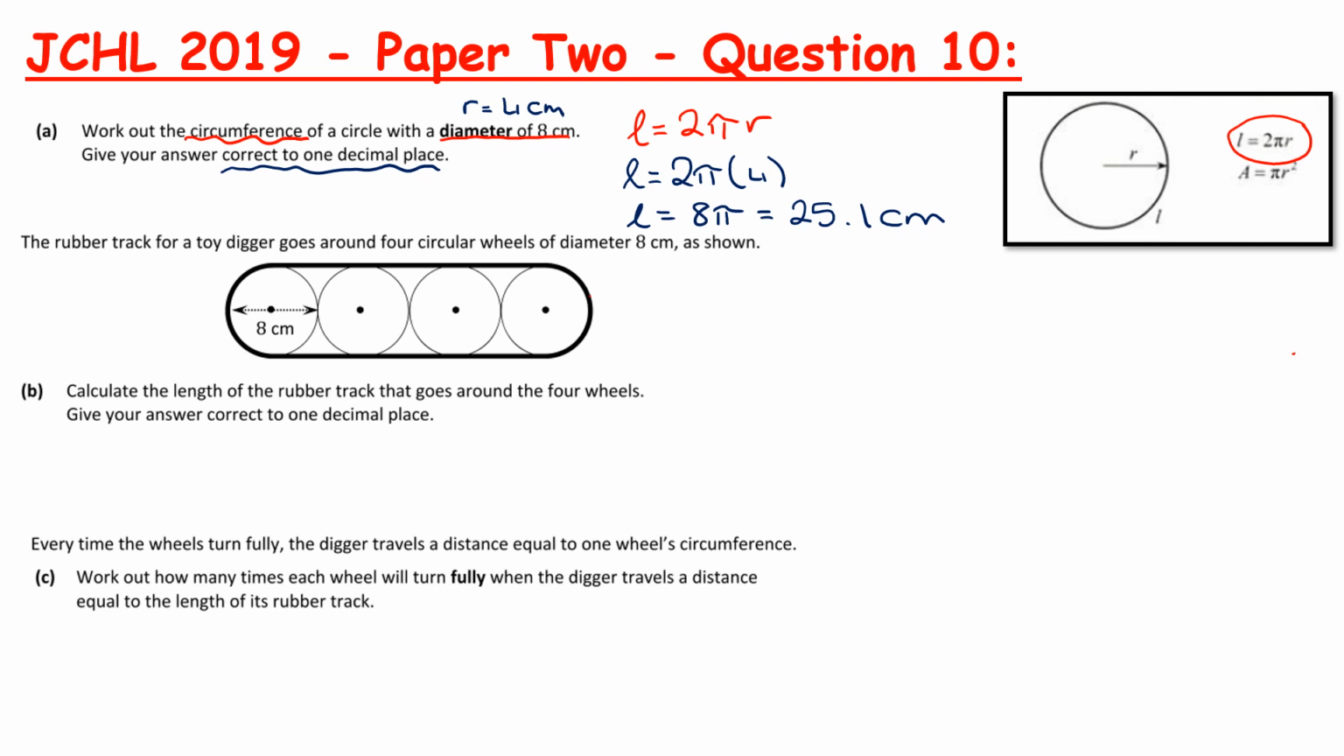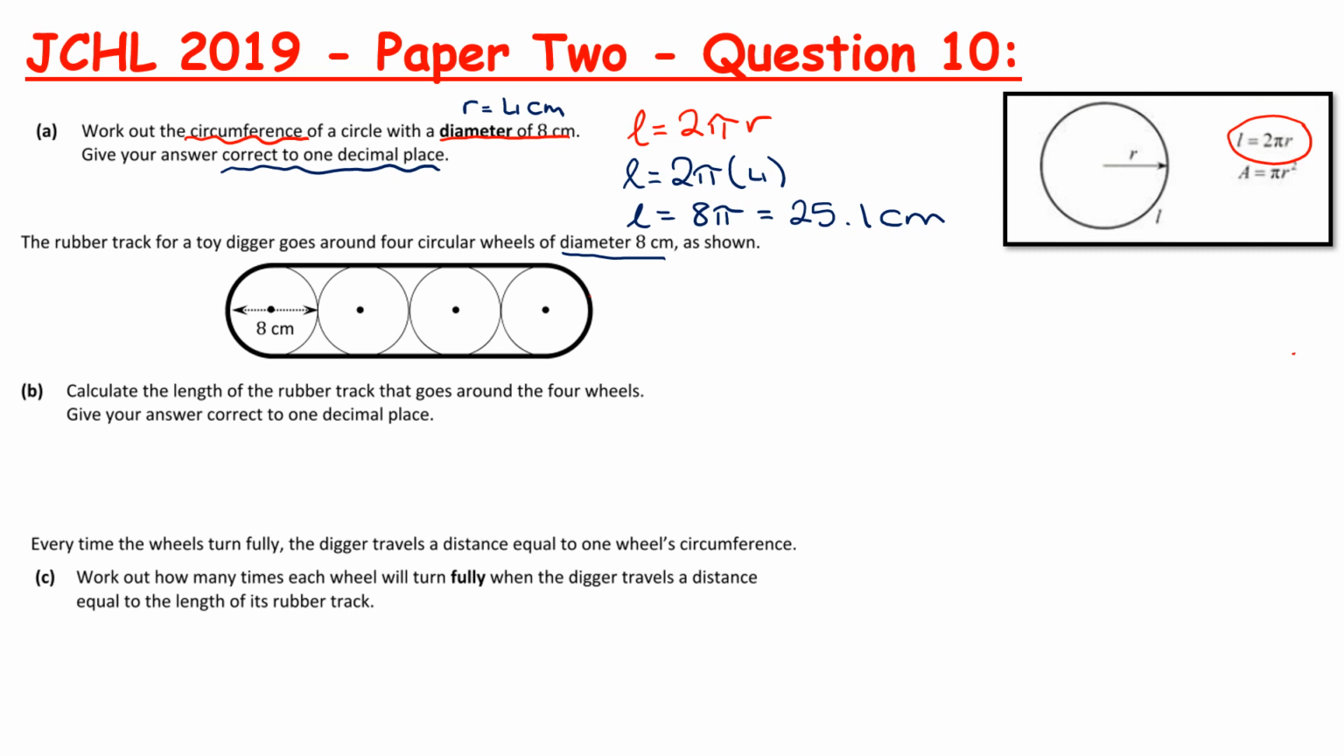The rubber track for a toy digger goes around 4 circular wheels of diameter 8 centimeters. Notice how this links back to part A. So the work we've done in part A is going to link through to the next two parts. So we can see here in the diagram, we have 4 wheels and a rubber track goes around them. Calculate the length of rubber track that goes around the 4 wheels. Basically what we're being asked is, what's the length of that thick black line in the diagram?